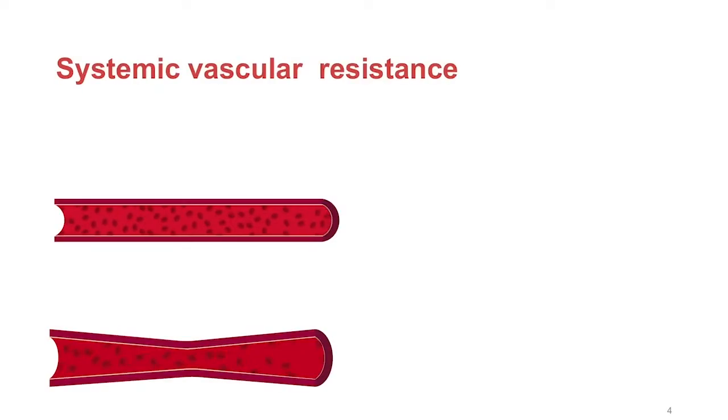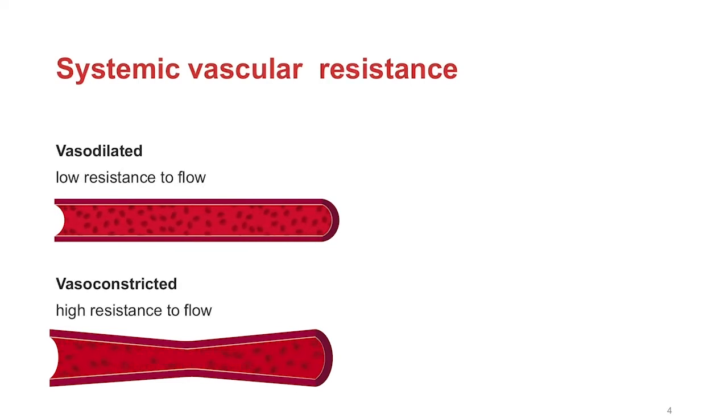We've touched on this briefly before when discussing afterload, but systemic vascular resistance is the resistance to flow of blood through the body's blood vessels in the systemic circulation. As blood vessels constrict, there is increased resistance to flow, and systemic vascular resistance increases. As the blood vessels dilate, it's easier for blood to flow in them, there's less resistance, and SVR decreases.